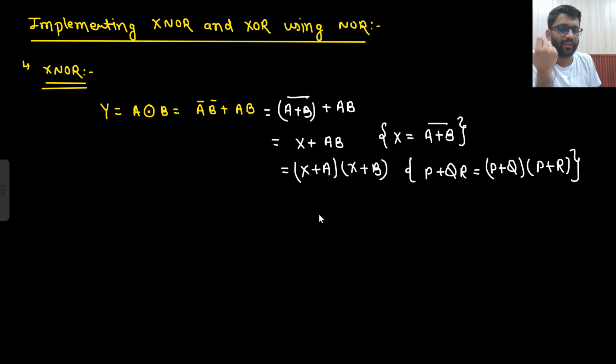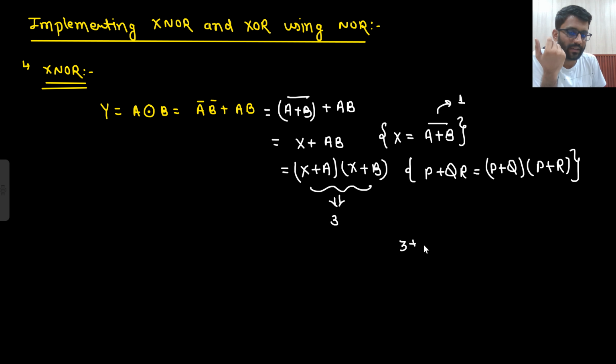So this is how I wrote it. Now (X + A) into (X + B) can be made in 3, and this can be made in 1. So what is the total answer? 3 plus 1, that would be 4.